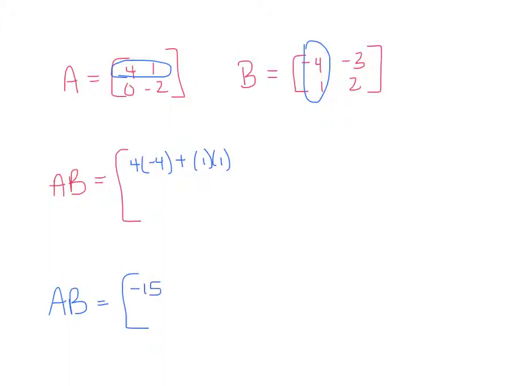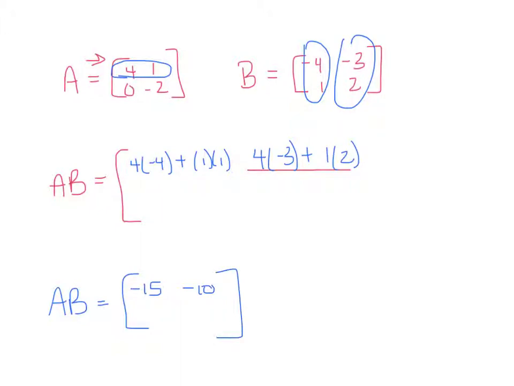And then for first row, second column, we still multiply first row, but now we multiply it by the second column. So we're going to do 4 times -3 plus 1 times 2. So that's the first row times the second column. Alright, so that gives us -10.